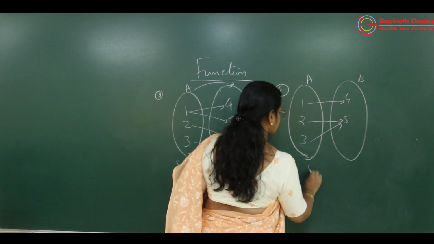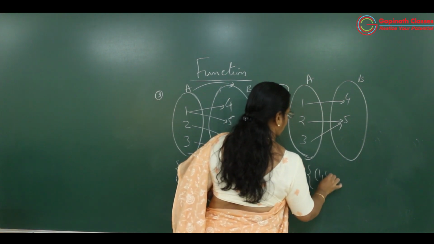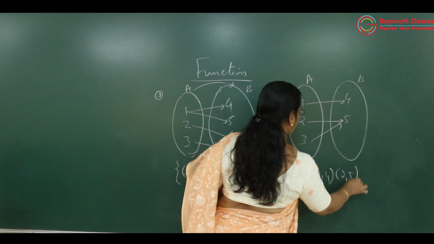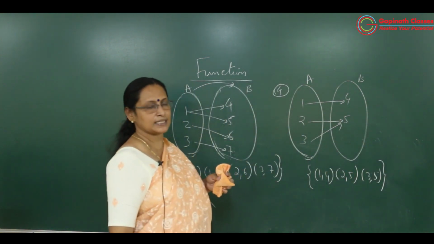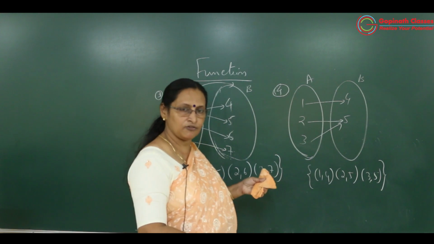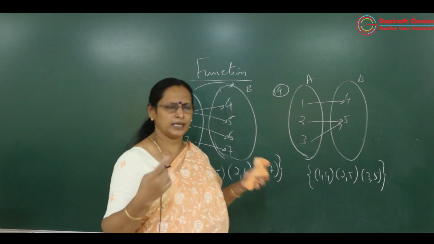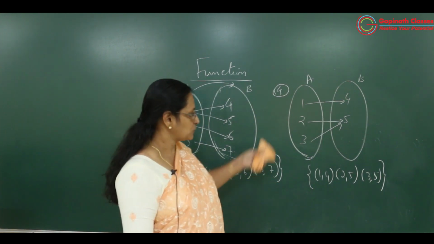So if I am writing this in ordered pair, it will come like this: 1, 4, 2, 5 and 3, 5. This is a type of function that you will learn in 12th standard. It's many one function. One one function, many one function, onto, many things are there. Next year you have to learn. So this is also a function.